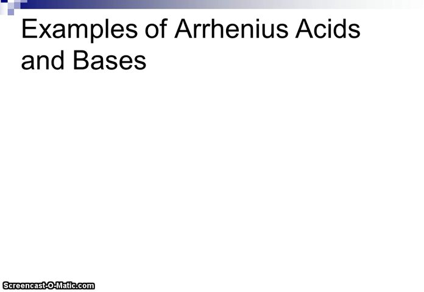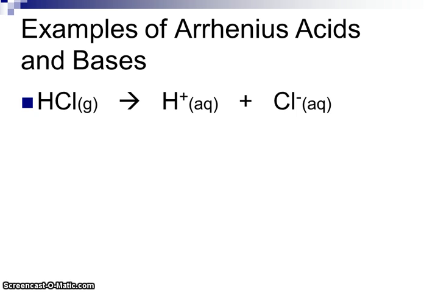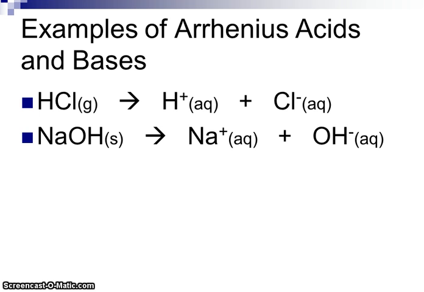So here are some examples of Arrhenius acids and bases. If we have HCl and we put it into water, it will break up into ions. The ions it breaks up into are hydrogen ions and chloride ions. And since the positive ion is a hydrogen ion or a proton, we're looking at an Arrhenius acid. If we take sodium hydroxide and put it into water, it will break up into ions. We'll have sodium ions and hydroxide ions in solution. Since the negative ion is a hydroxide ion, sodium hydroxide is classified as a base.